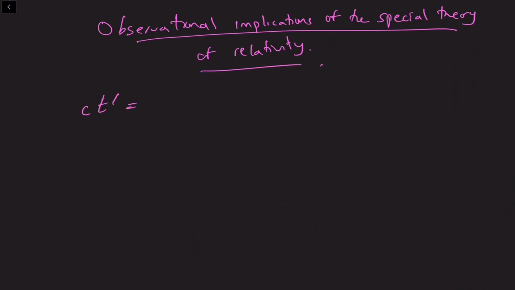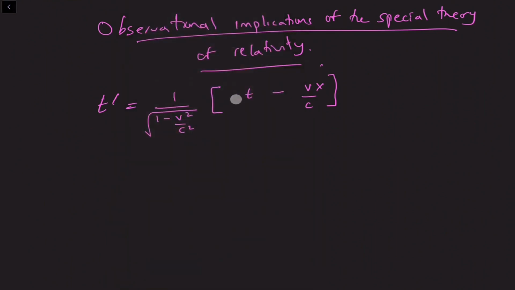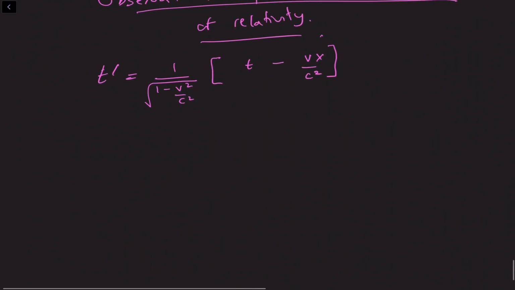So we saw that ct prime is 1 over square root of 1 minus v squared by c squared, times ct minus vx by c. Or let me just erase this and go back to the original equation that we had written down in terms of t rather than ct. Now, what does this tell us?